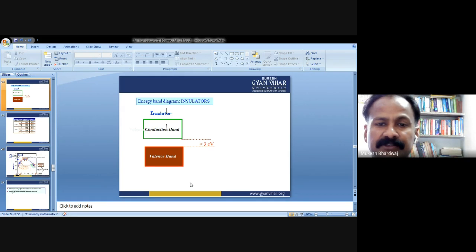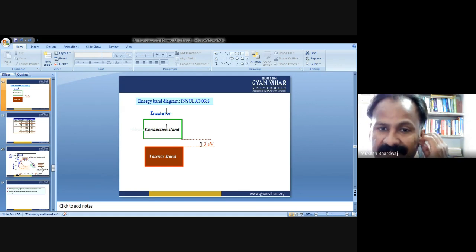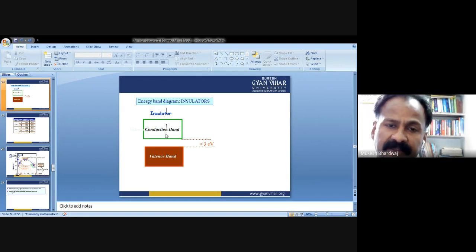Energy band diagram for the insulator. As you see in the figure, the valence band and the conduction band, and the energy gap is greater than 3 electron volt in the insulator. That's why the electrons from the valence band cannot move to the conduction band unless we provide higher energy to them. If we provide very high energy, greater than 3 electron volt, then the electrons start moving, but at that time the insulator will burn out or may be destroyed.